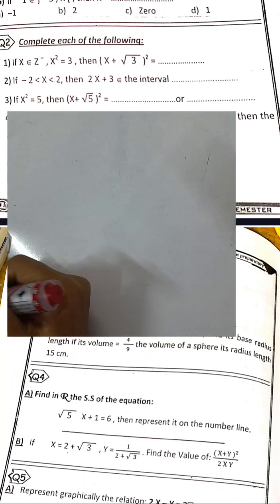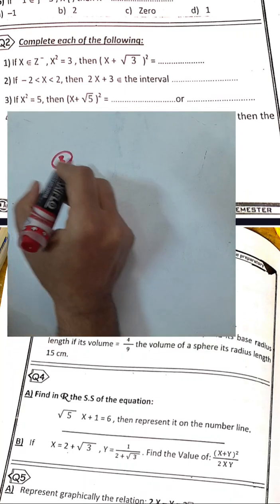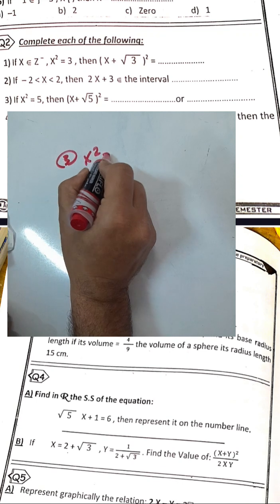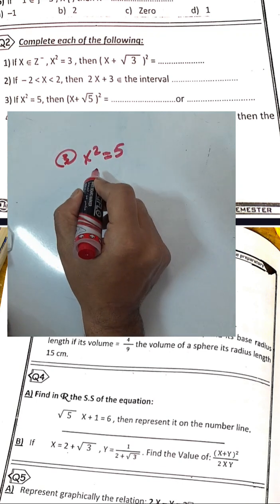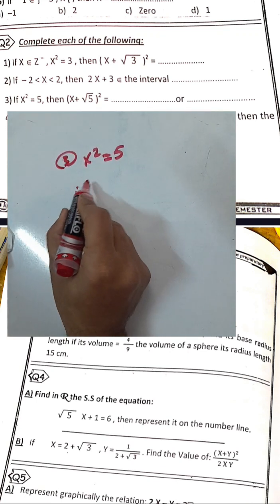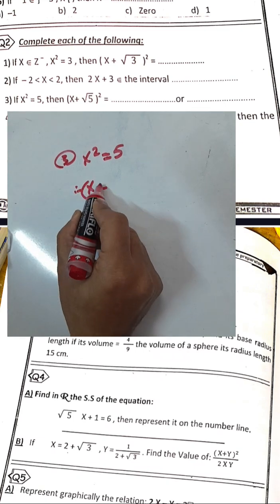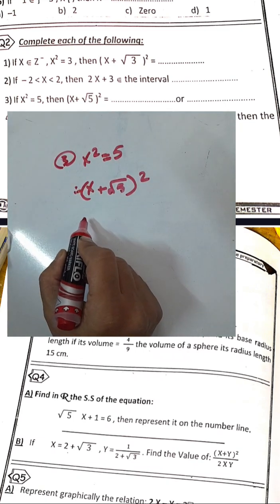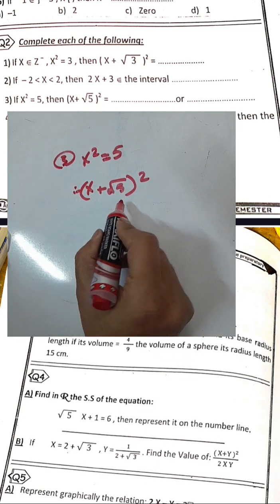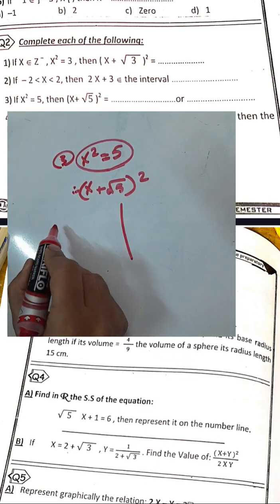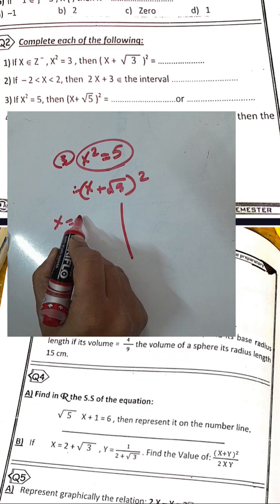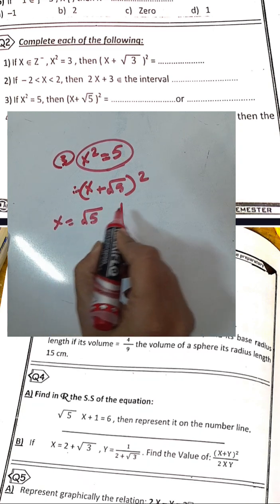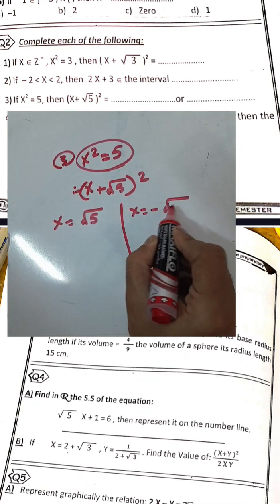Question number 3. If x to the power 2 equals 5, then we want to find the value of x plus root 5, all to the power 2. We have two solutions for this equation: x will be positive square root of 5 and x equals negative square root of 5.